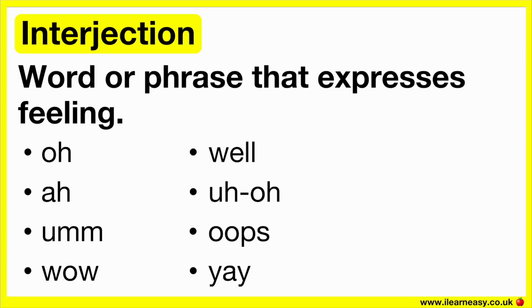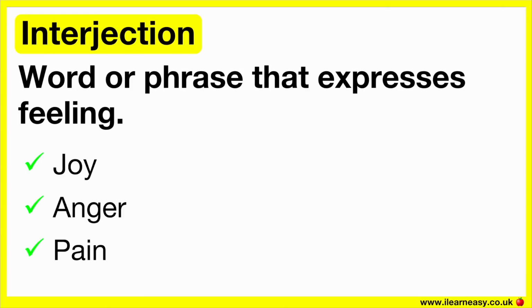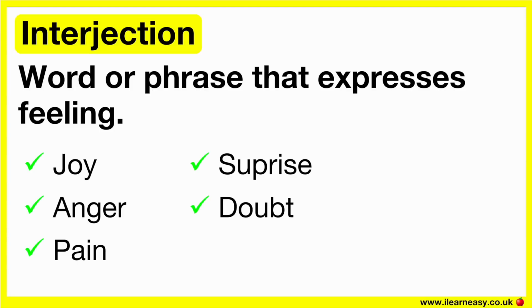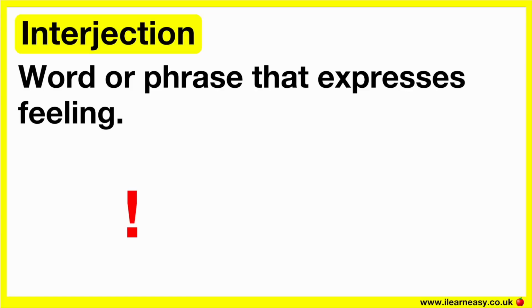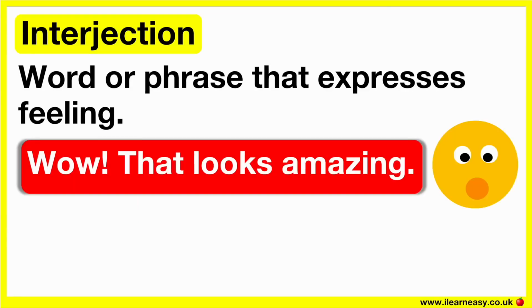Different interjections show different feelings, such as joy, anger, pain, surprise, doubt, etc. Interjections add emphasis to sentences and can be omitted without actually changing the meaning of the sentence. An interjection can be followed by an exclamation mark, full stop, or comma, depending on the feeling being expressed. An interjection can be followed by an exclamation mark to represent strong emotion.